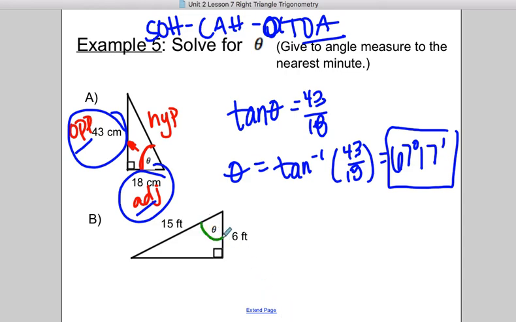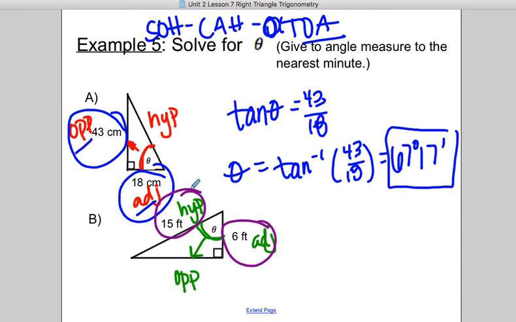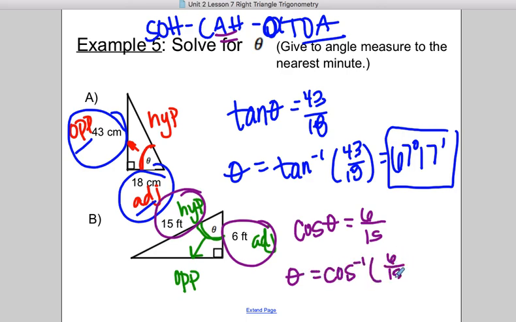On to B then, same thing, looking at theta. This is my opposite. This is my hypotenuse. This is my adjacent. So I don't have any values for my opposite, but I have my hypotenuse and my adjacent. And who uses that? Cosine. So it's cosine of theta equals 6 over 15. So to get theta by itself, you do cosine inverse of 6 over 15. And your final answer, when you type it in, move it to degrees, minutes, seconds, and round, you should get 66 degrees, 25 minutes. So there is example 5.